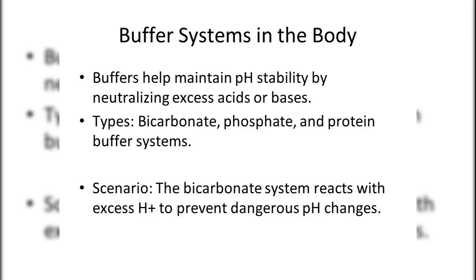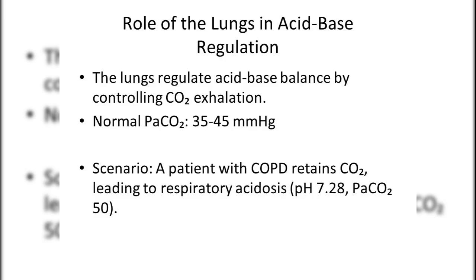For instance, the bicarbonate system reacts with excess hydrogen ions to prevent dangerous pH changes. The lungs play a crucial role in acid-base regulation by controlling CO2 exhalation. Normal PaCO2 ranges from 35 to 45 millimeters of mercury.